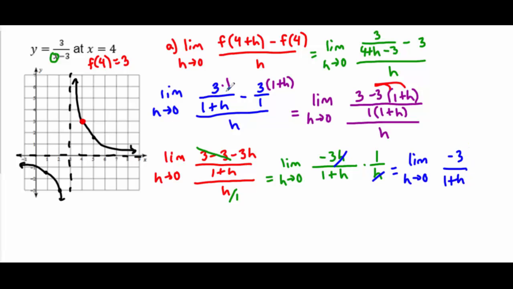Now my issue with h on the bottom is not the same issue. Now if I plug in 0, I get negative 3 over 1, which is negative 3, which means that my slope at x equals 4 is negative 3. And then we'll do part B and C.